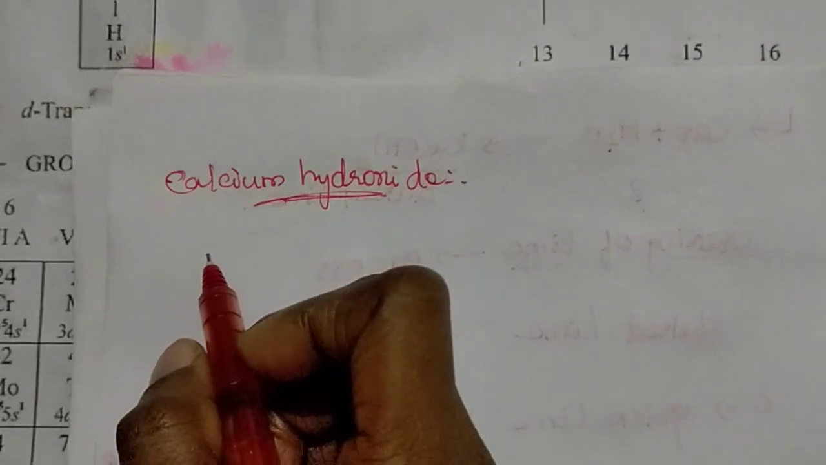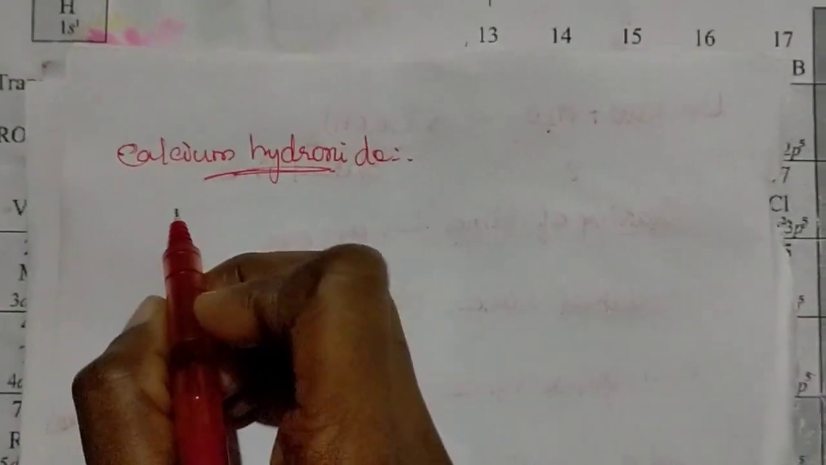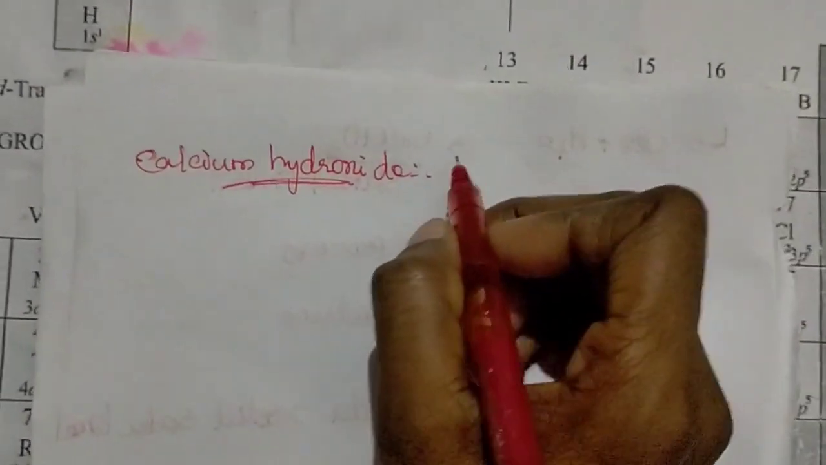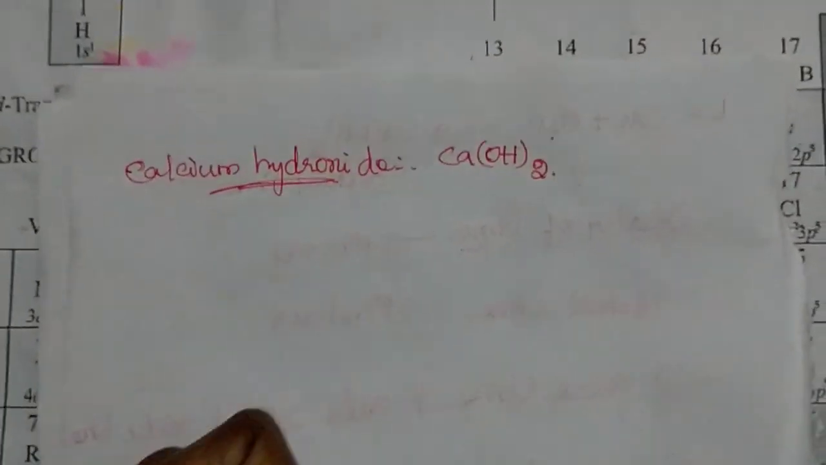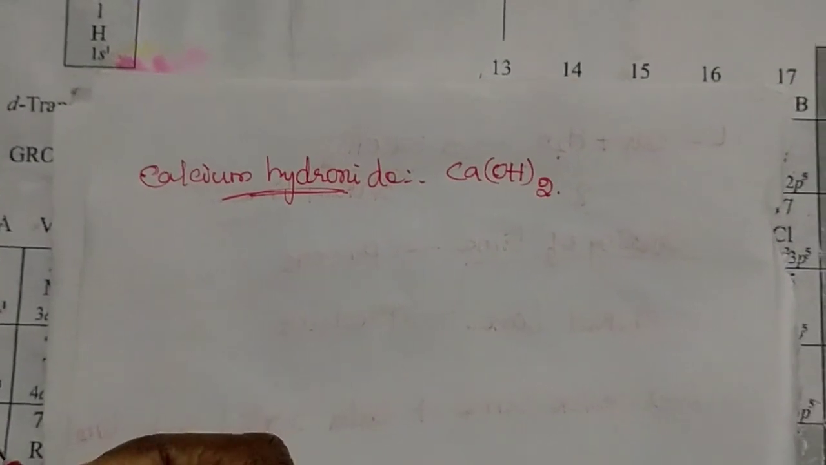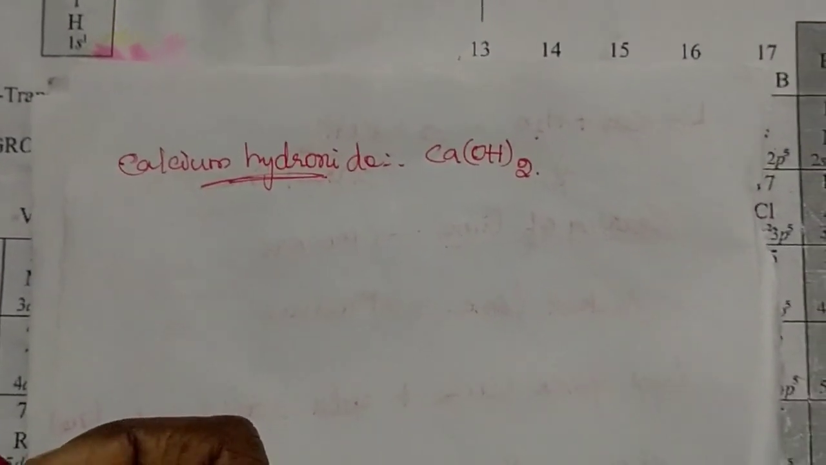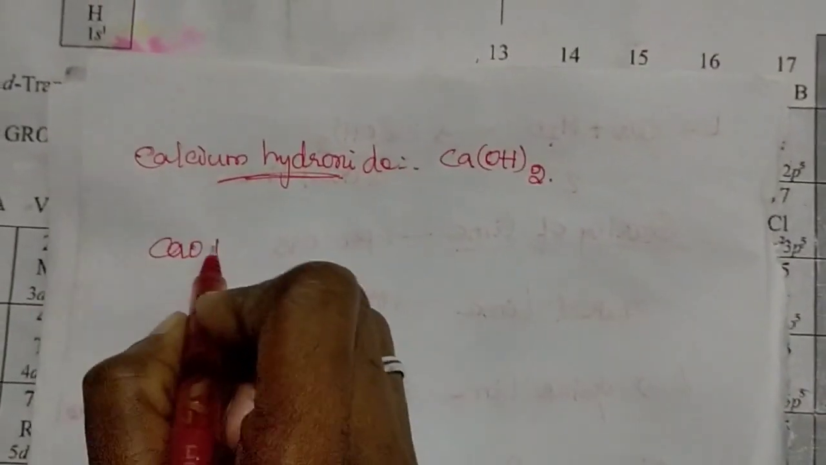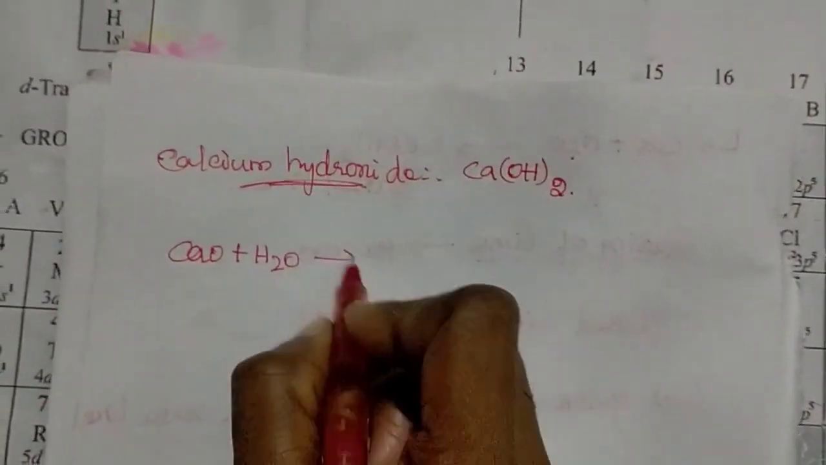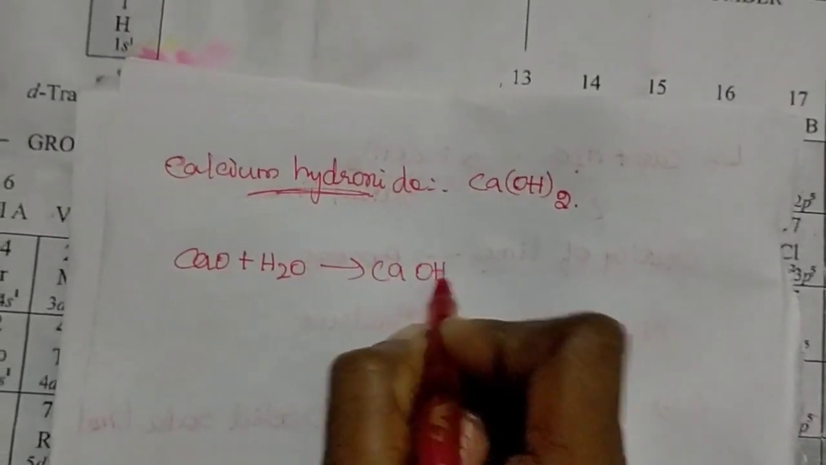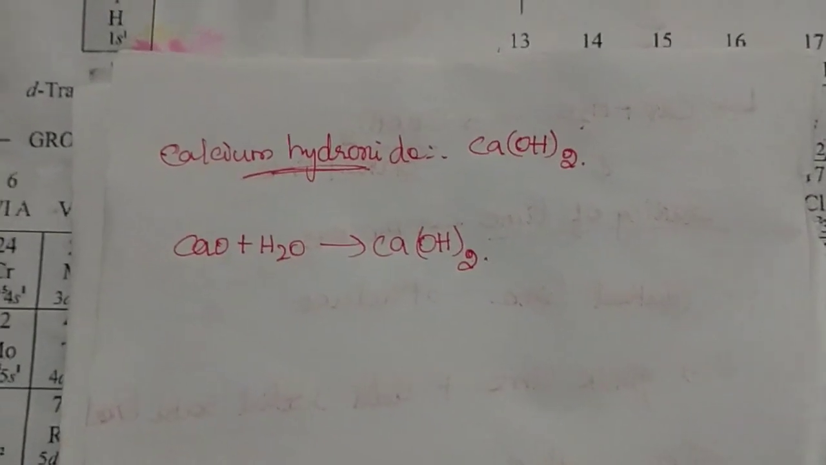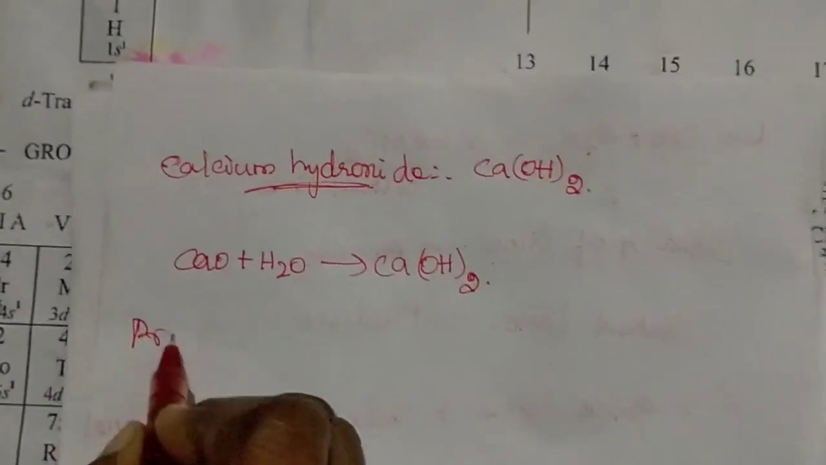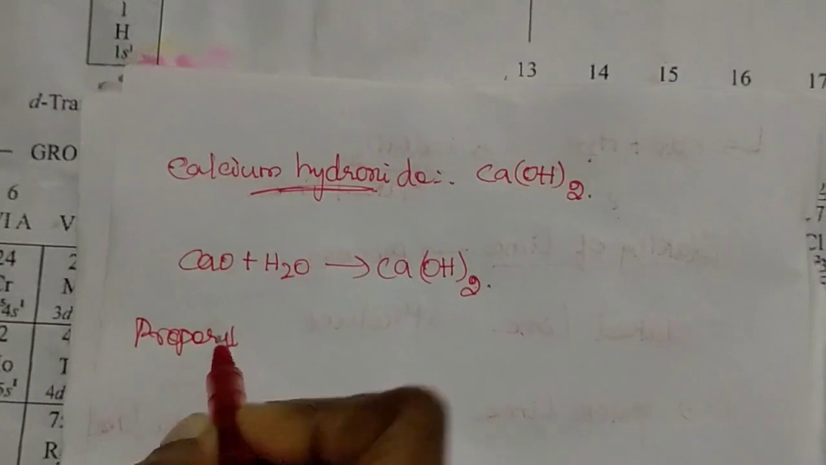Next important compound of calcium is calcium hydroxide. So what's the formula of calcium hydroxide? Ca(OH)2. How to prepare this calcium hydroxide? When treating calcium oxide with water, it produces calcium hydroxide, Ca(OH)2. Then the properties of calcium hydroxide.